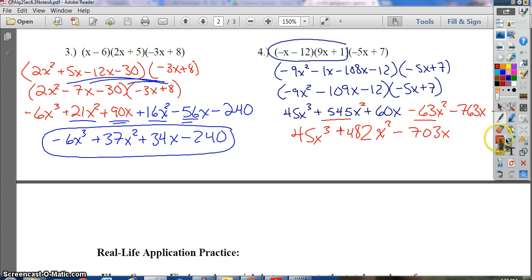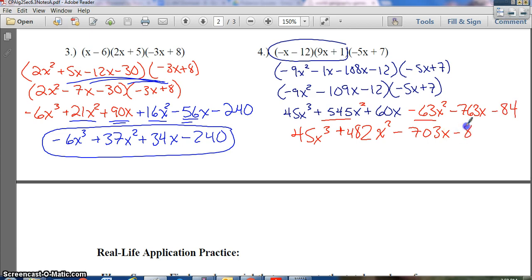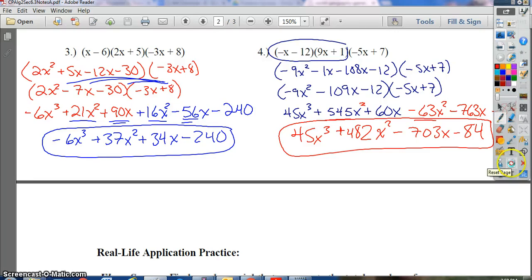And at the end there, I believe I have a minus 84. Lot of multiplication there. Take your time, go through, check that. But yeah, one of the more non-user-friendly problems I can get here today.